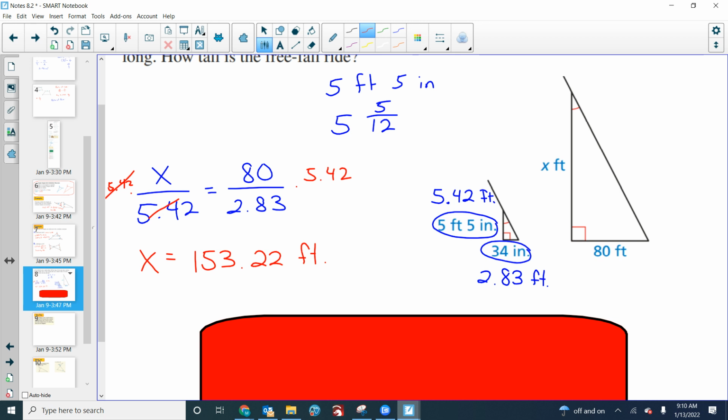McKenna chose this one. If other people did it differently, but you get the same answer, here's what you need to check. If you end up cross multiplying the same numbers, you're going to get the same answer.